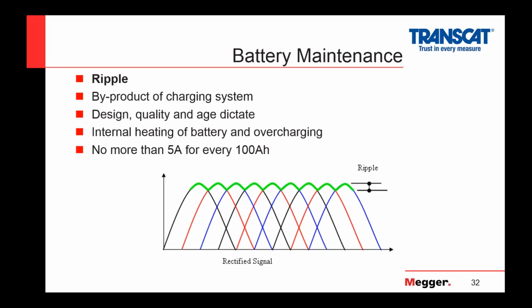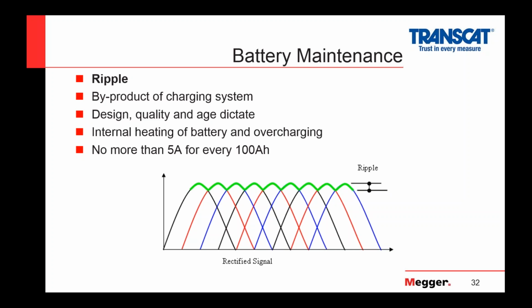Now, IEEE will tell you that you should have no more than 5 amps for every 100 amp hours of ripple current, or AC current, going through a battery. Now, if you're dealing in a substation environment, typically this is not going to be much of an issue because you have very large batteries that act like filters. It would take a substantial amount of current, and the only real current source is the charger. So if you do see high ripple values in a substation environment, typically that's a sign that you have a charger problem.